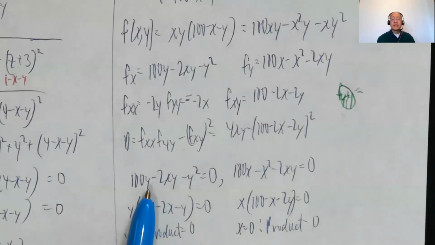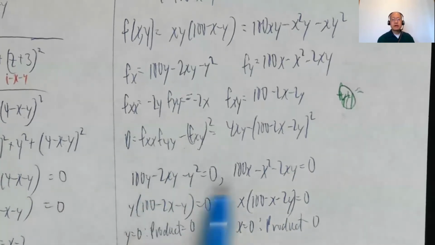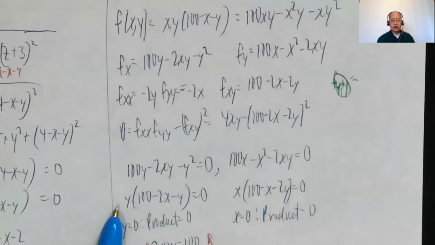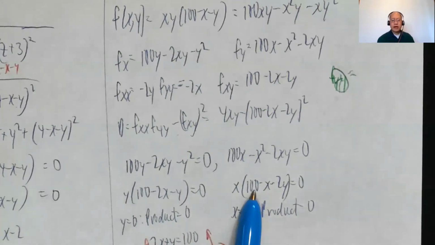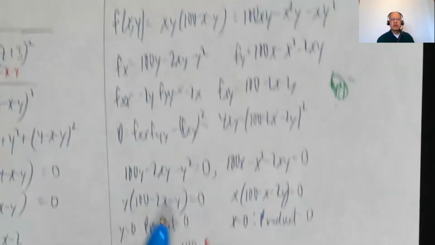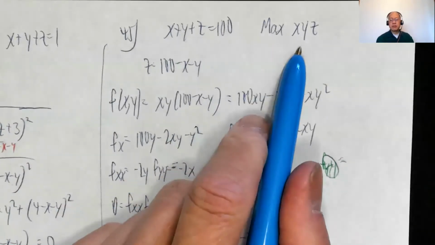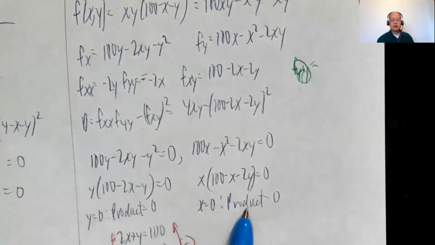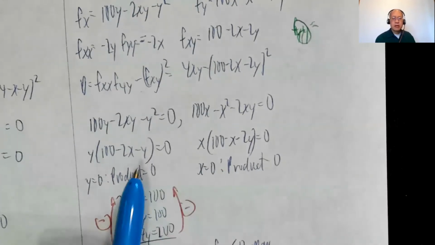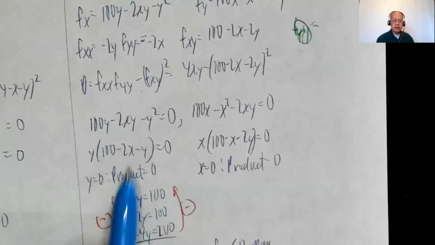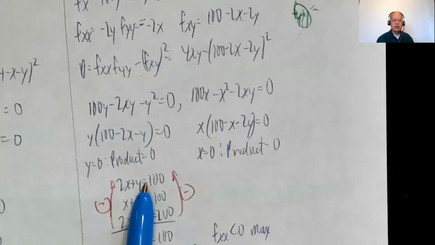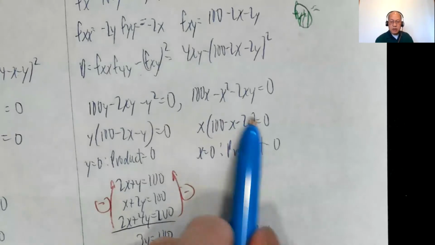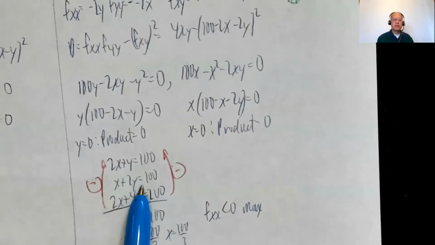Okay, so I set fx equal to 0, fy equal to 0. Factor out a y, factor out an x. Now, if y equals 0, the product's going to be 0. That's not going to maximize it. Likewise, if x equals 0, the product is 0. If I set this equal to 0, that means 2x plus y equals 100. And if I set this equal to 0, that means x plus 2y equals 100.